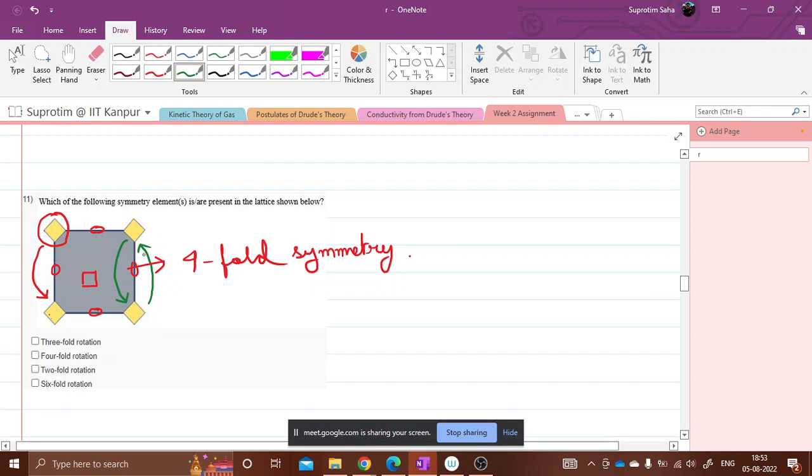All right. So now the two allowable symmetry rotations would be, one is a fourfold rotation and the other is a twofold rotation.